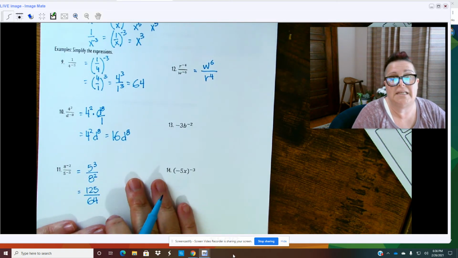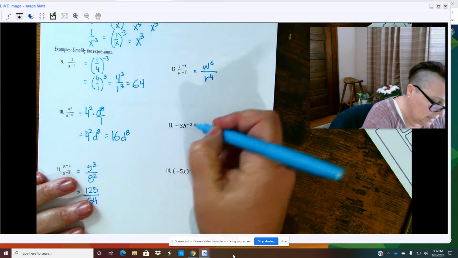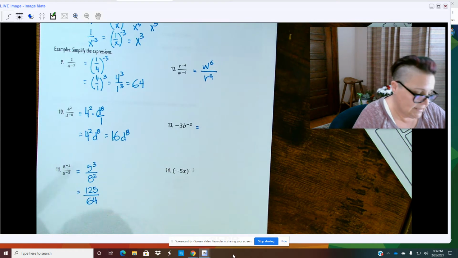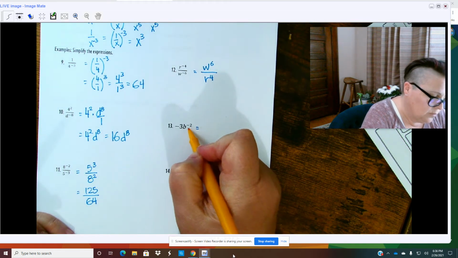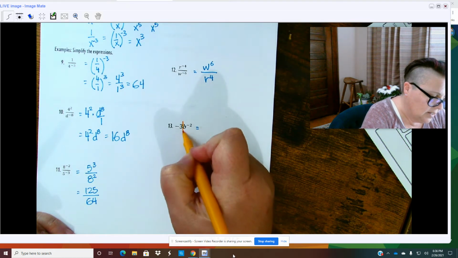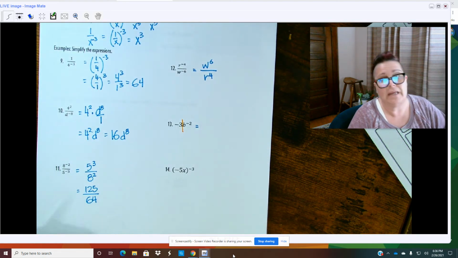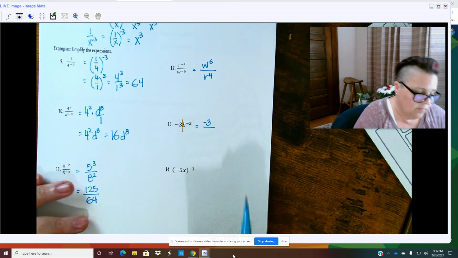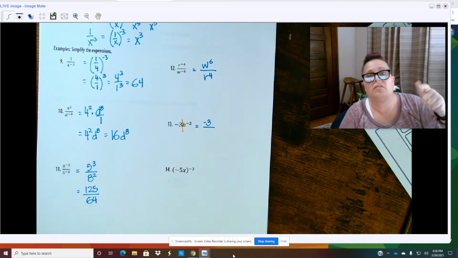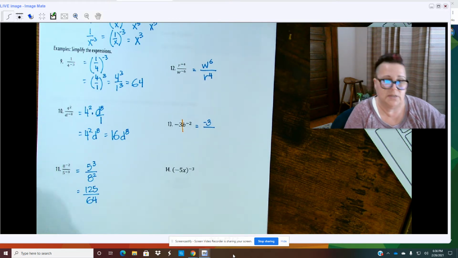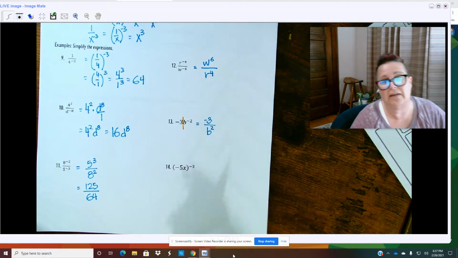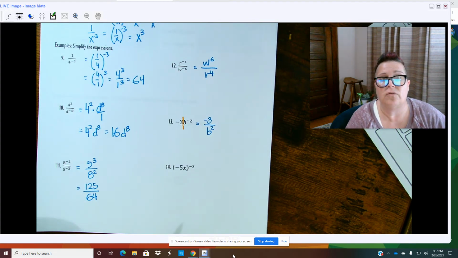If we have number 13, which is a negative 3, b to the negative 2nd, it's important to note what your base is. The exponent is a negative 2. It is only on the b. It is not on the 3. So the negative 3 is in the correct placement. The negative 3 will stay in the numerator. b to the negative 2nd tells me that part needs to flip down into the denominator. So that would be b, and once flipped, there's no need for the negative anymore. It would be a negative 3 over b squared. And we're good to go.